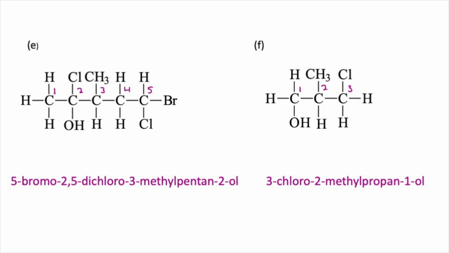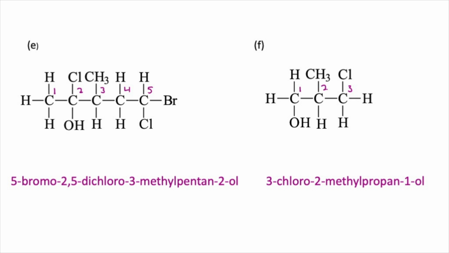Now we have a bromine on carbon 5, and we have a chlorine on carbon 5 and carbon 2, and a methyl group on carbon 3. So I have to put these substituents in alphabetical order. So it would be 5-bromo, 2,5-dichloro, 3-methyl pentanol. Now remember, di doesn't count alphabetically as a D, it counts as a C. So that would be the name of this alcohol. 5-bromo 2,5-dichloro 3-methyl pentanol.